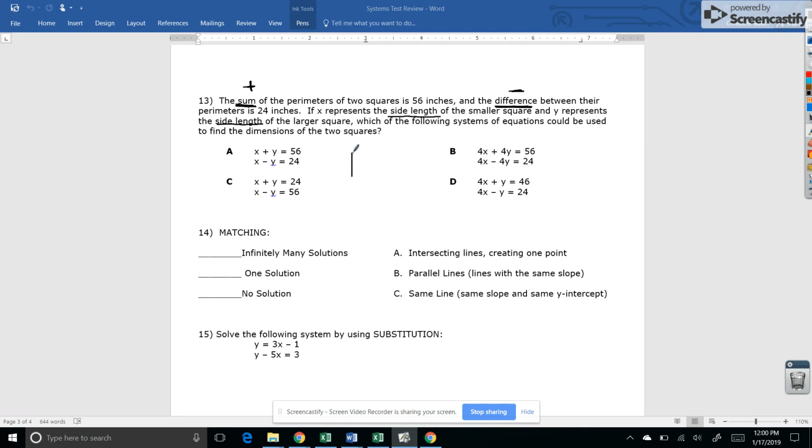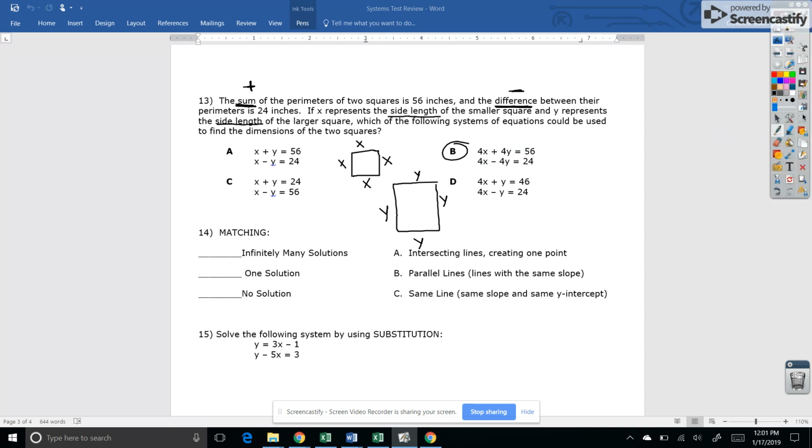Let's think about a square. Smaller one, x is the side length. If it's a square, they're all the same. Y is the bigger one. So again, all the same. So the perimeter, adding all these up, will give us 4x. The perimeter, adding all these up, will give us 4y. So we'd have to say it's B. The sum is 56. The difference is 24.